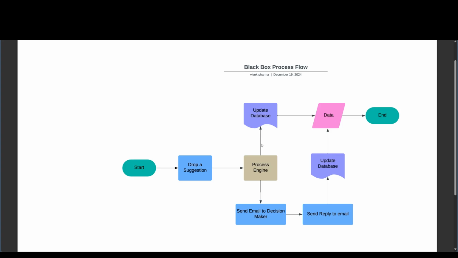So this is the process flow which I have already discussed. This is the start of the application. Someone drops a suggestion. There's a process engine that is running. It's updating the database that a new suggestion has come in, and at the same time, it also sends out an email to the decision maker. The decision maker can send a reply to the email, which again updates the database. So pretty straightforward.